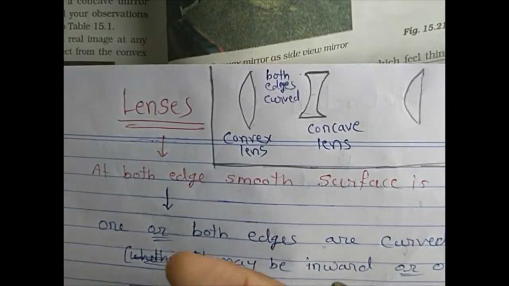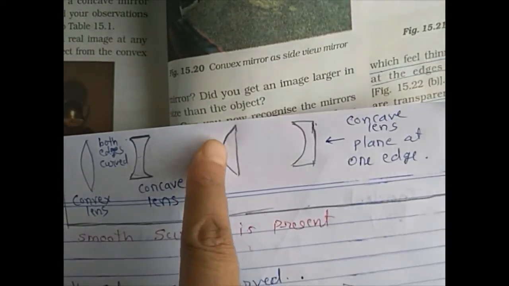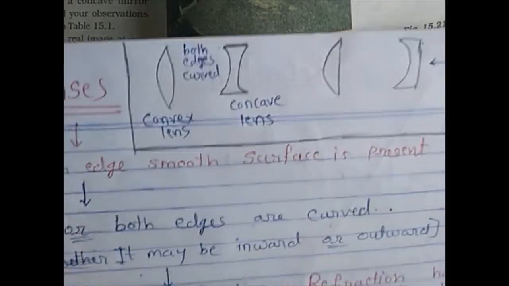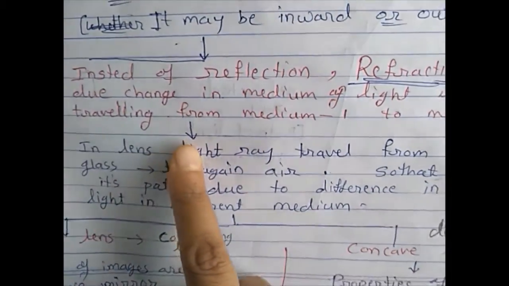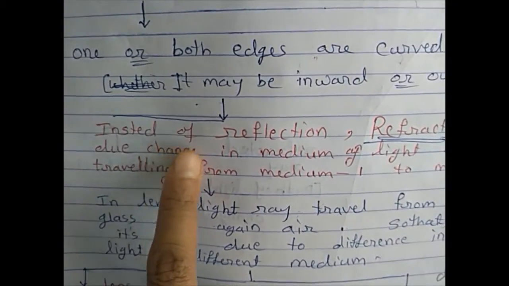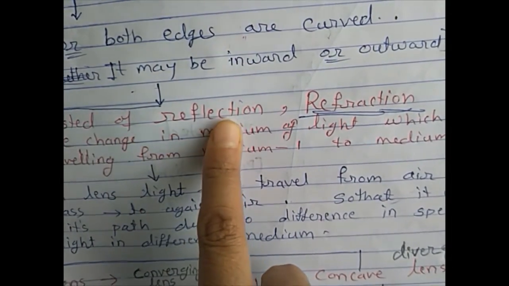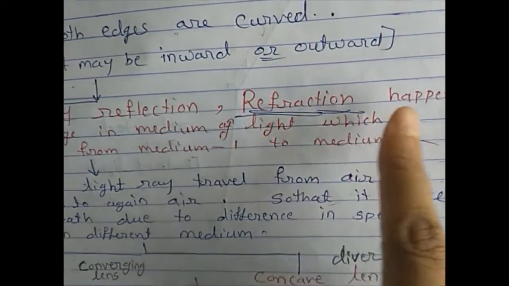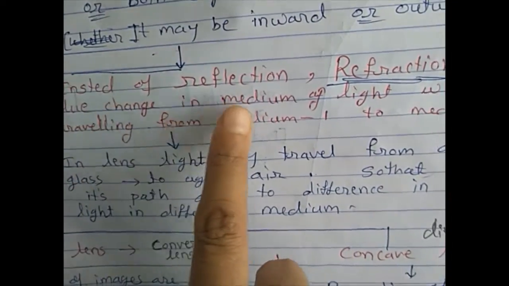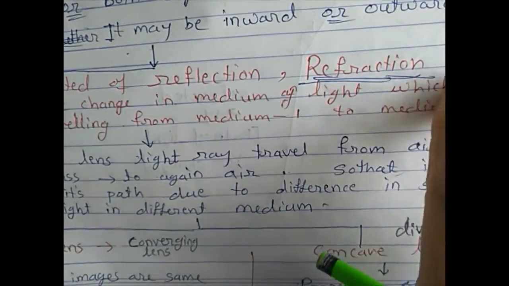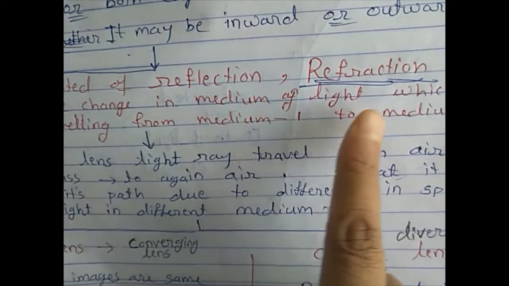कभी कभी दो एजेस भी कर्व होती है, कभी कभी सिर्फ एक एज कर्व होती है और एक प्लेन होती है, ओके. So a very important point we are going to discuss here, that is the next point. Instead of reflection, refraction happens due to a change in the medium of light, which is traveling from medium 1 to medium 2.